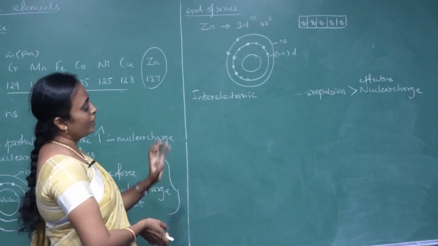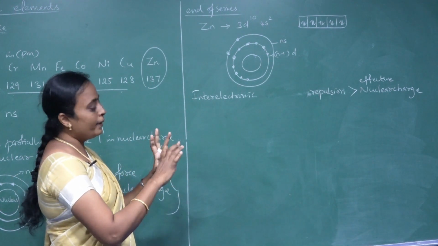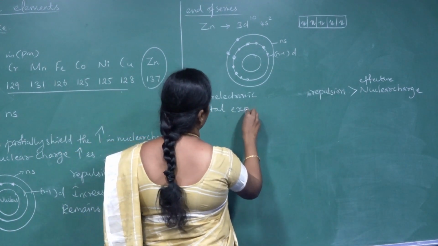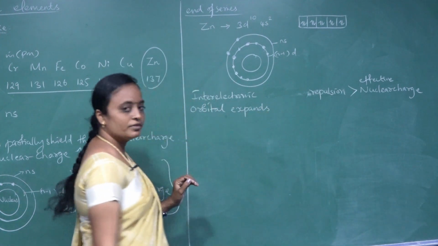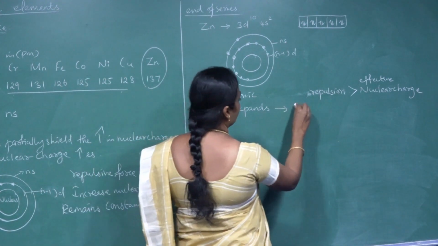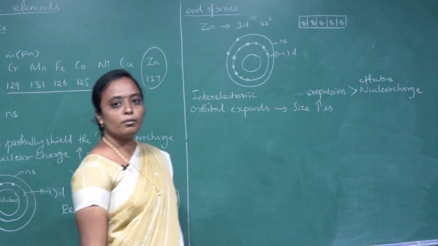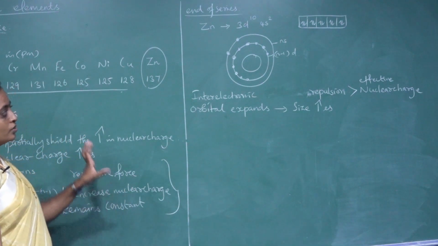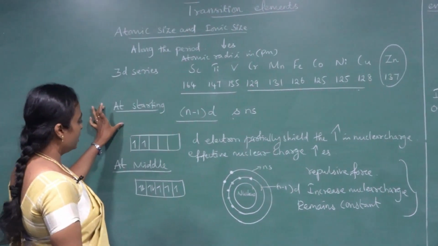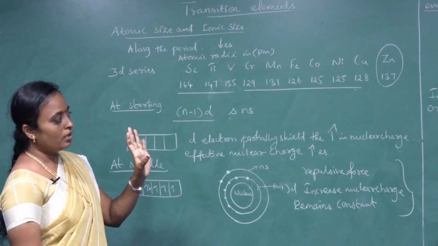So now what happened? Because of that increased inter-electronic repulsion, the orbital expands, so the size increases. The size increases means the atomic radii also increases. Now I have given a comparison only within the 3d series, that is, starting, middle, and at the end. So these are the 3 cases we have to explain.